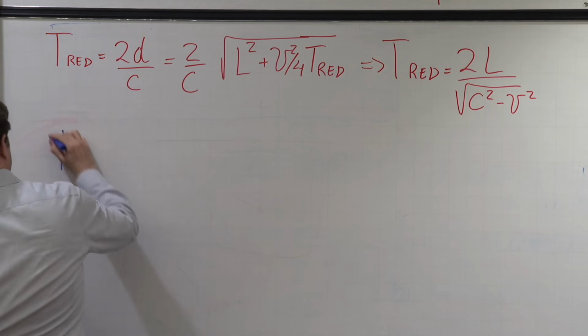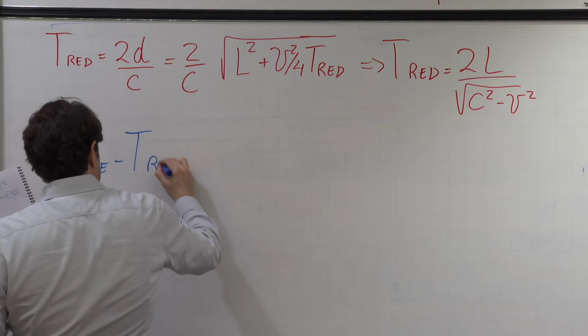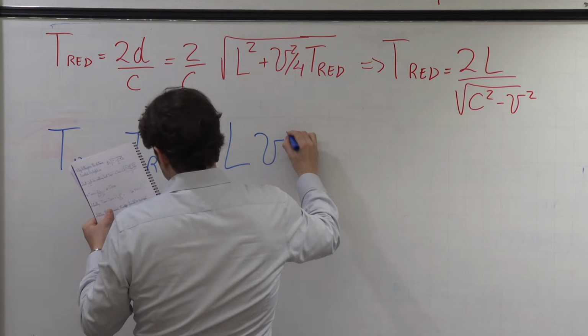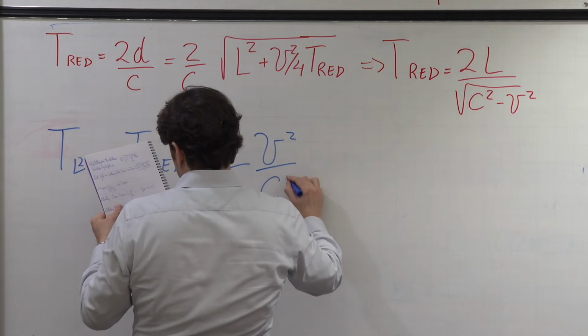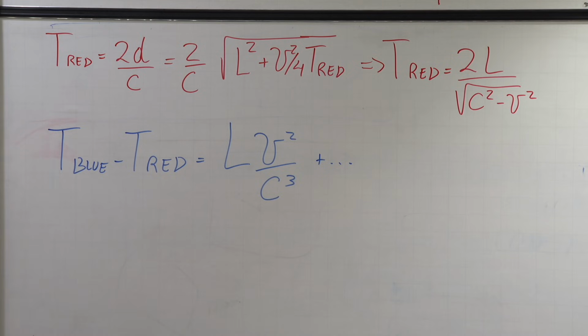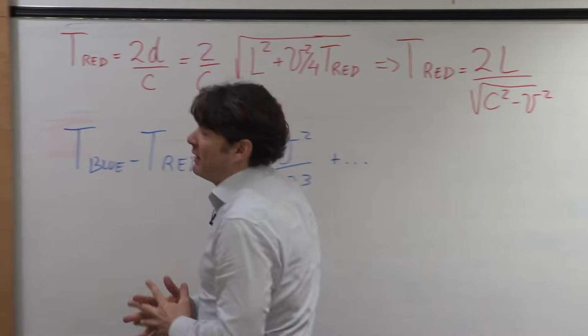Now t blue and t red are actually different. And the difference for small velocities is something like this, okay? So this is for small velocities. Now, Michelson and Morley have the following idea.